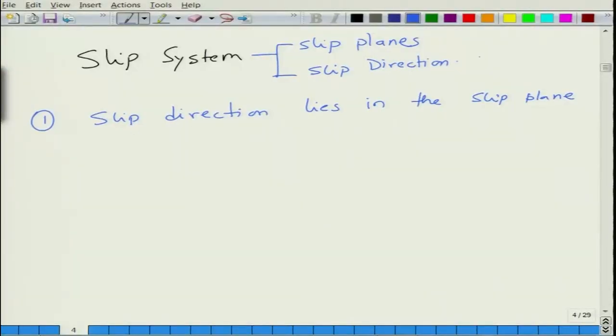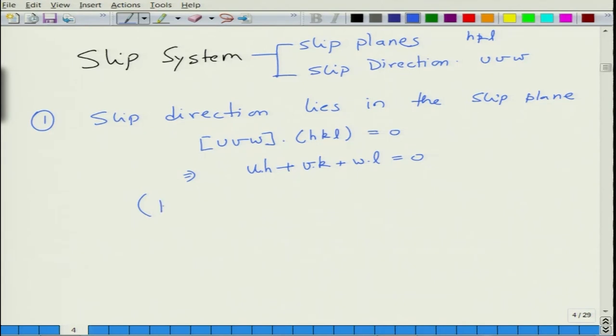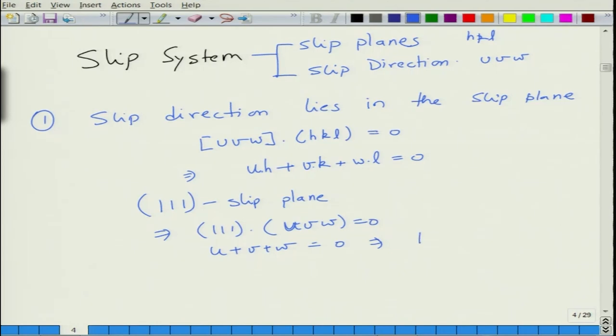That means if the slip direction is UVW and the plane is of HKL type, then the dot product of UVW with HKL is equal to 0, basically UH plus VK plus WL is equal to 0. So if you have the 111 plane as the slip plane, then the only directions which can give rise to slip make the dot product 0, so essentially U plus V plus W has to be equal to 0. Which means it could be the 1 bar 1 0 direction, the bar 1 0 1 direction, the 1 1 bar 2 direction, the bar 1 bar 1 2 direction, and so on and so forth. So what determines which will be the direction among these?